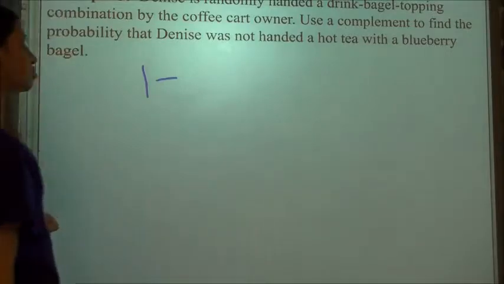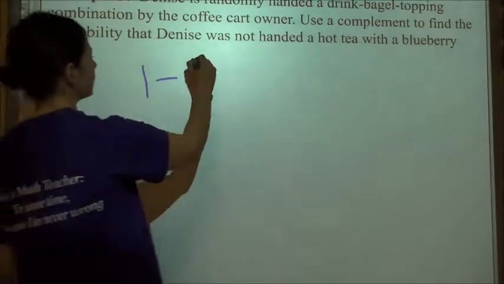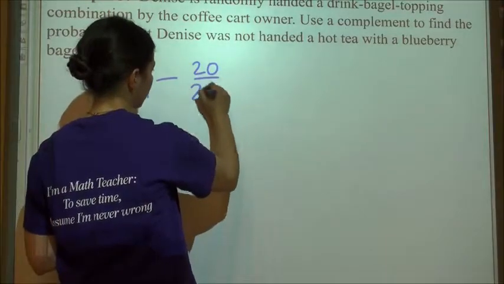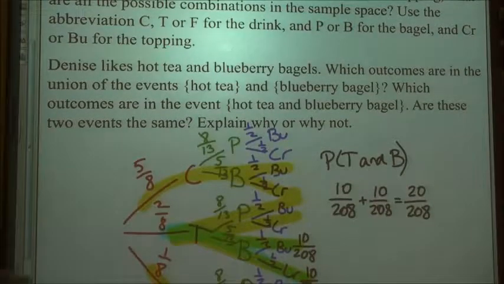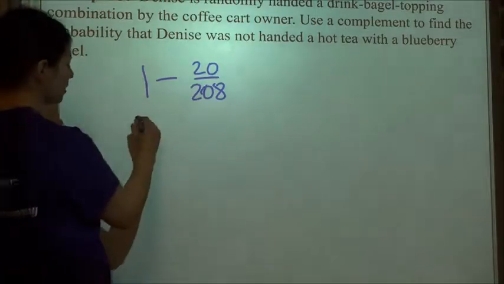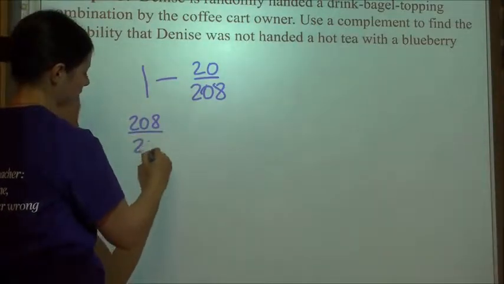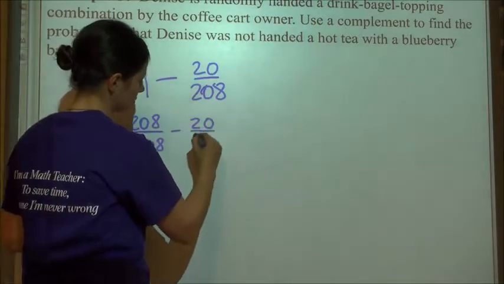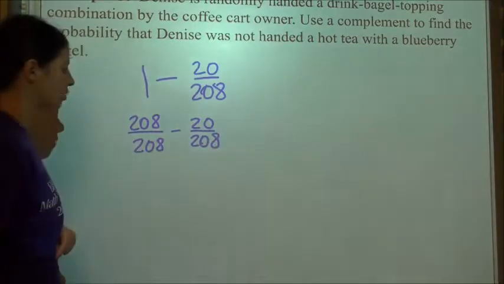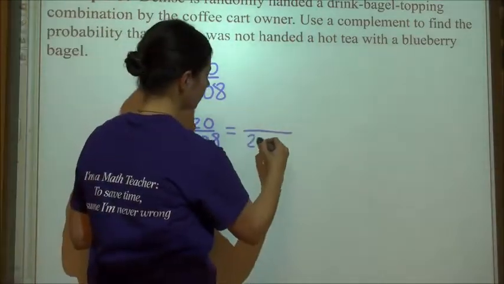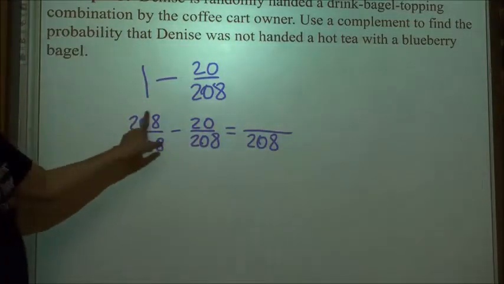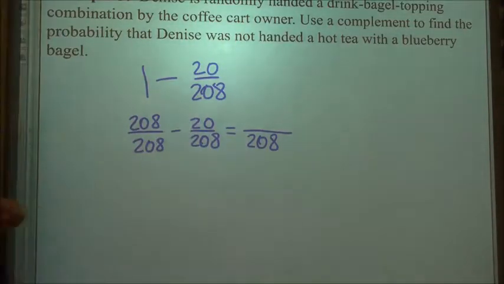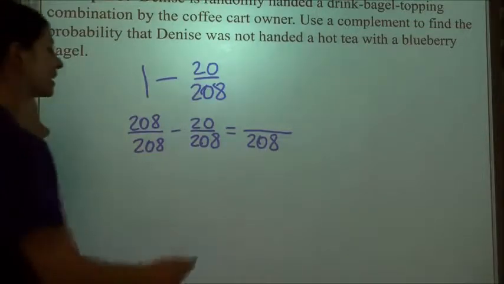And so we're just going to subtract our previous probability, which was 20 out of 208. I'm going to double check that. Yep, 20 out of 208. I'm going to rewrite 1 as 208 out of 208. So we're going to subtract them. Just like with adding, when you're adding fractions, your denominator stays the same. So we've got 208 minus 20, which is going to give us minus 10 would be 198, minus another 10 would be 188.